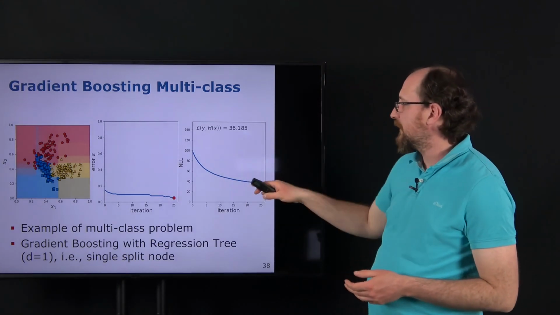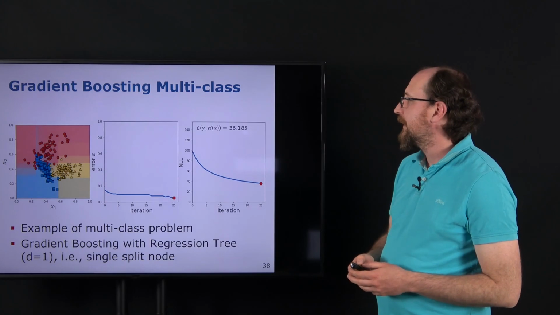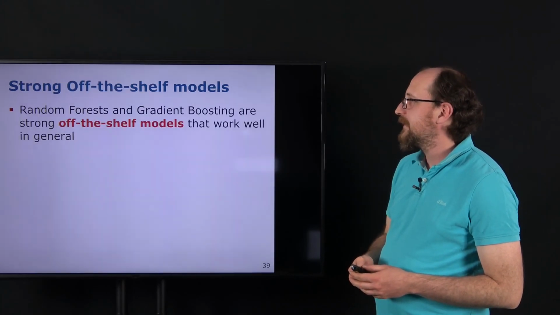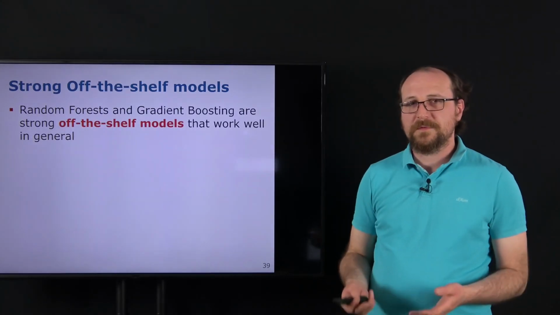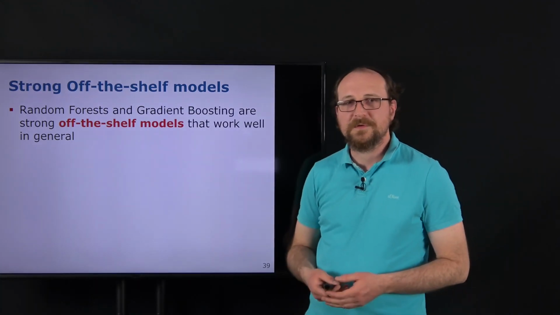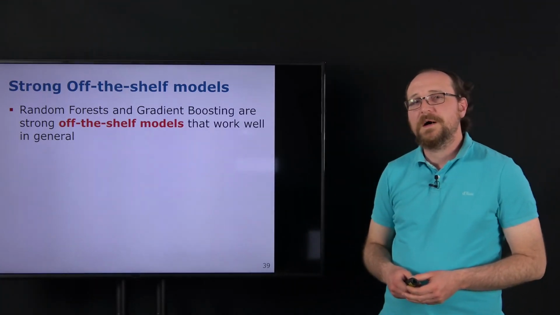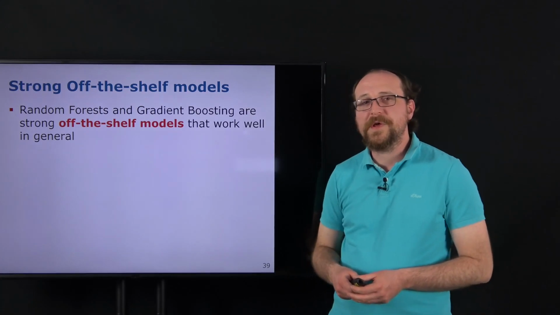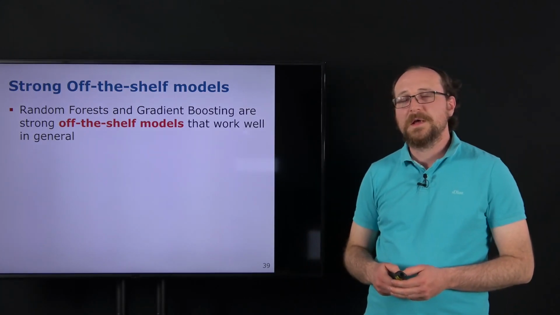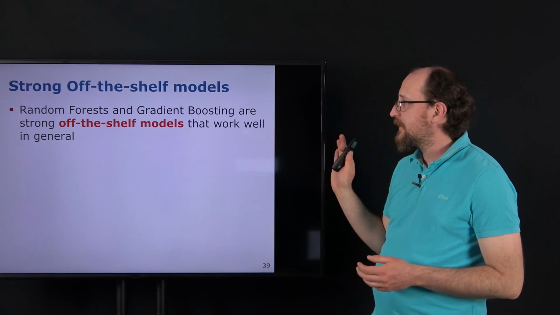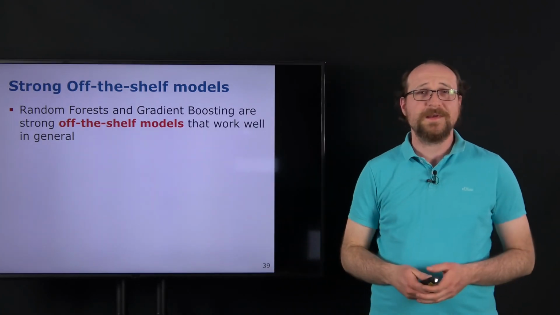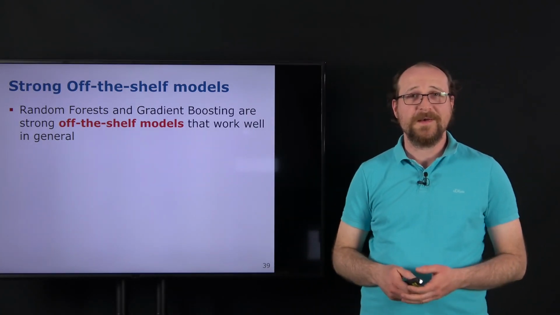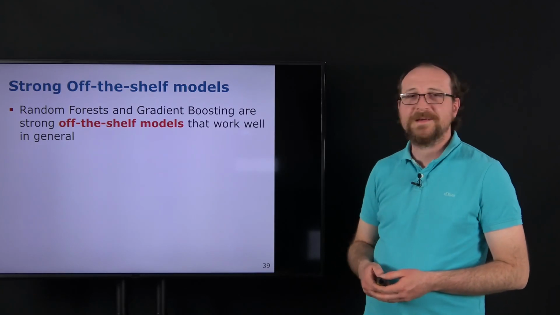As you can see, the negative log likelihood is decreasing. And as I said, this method, so the random forest and the gradient tree boosting, or gradient boosting generally, are very strong off-the-shelf models. So therefore, using them to solve your problem, your classification problem, is never a bad idea in the end.